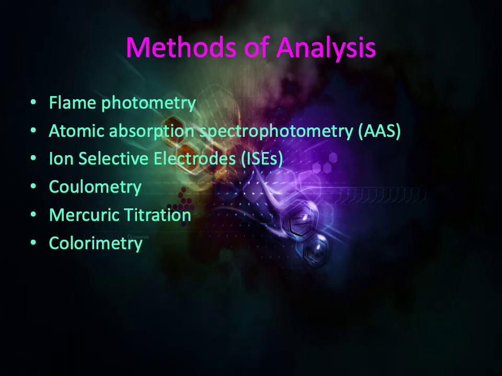Next, let's switch our attention to methods of analysis. There are a variety of analytical methods that can be used to measure electrolytes. Some are currently used, while others are used as reference methods or simply have historic value. These include flame photometry, atomic absorption spectrophotometry, ion selective electrodes, coulometry, mercuric titration, and colorimetry.